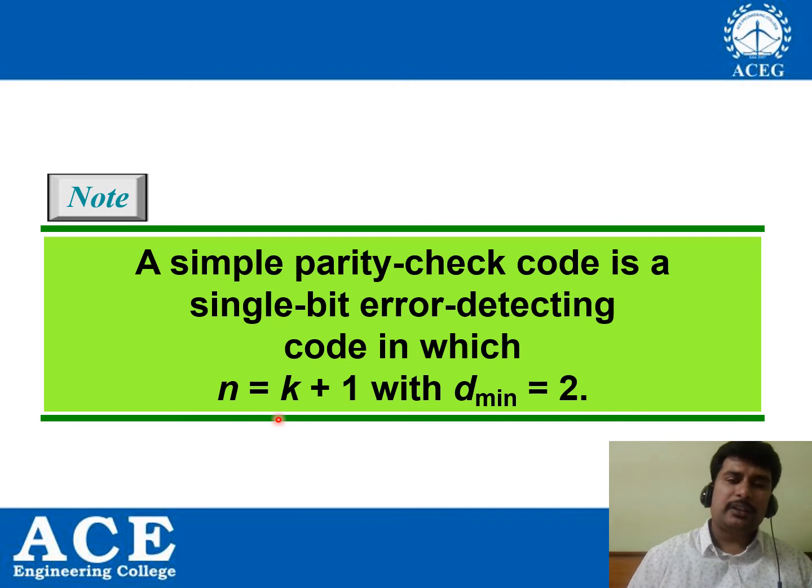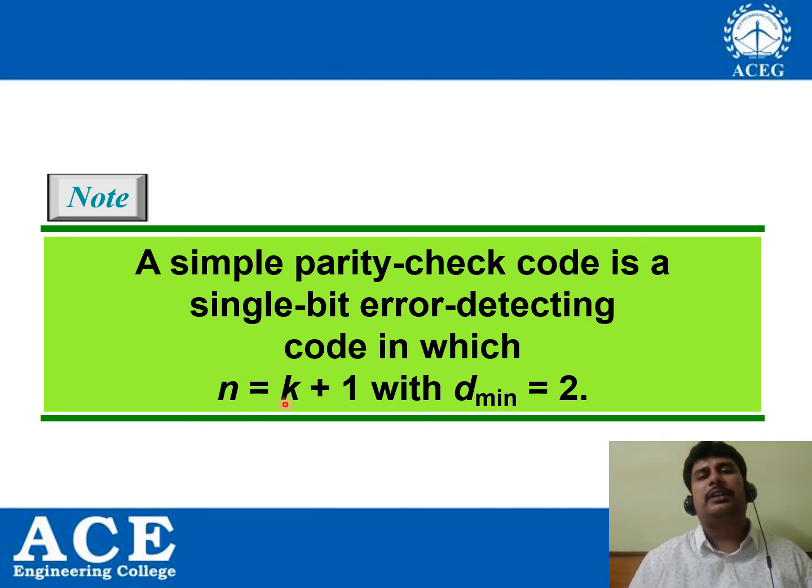The relation between code word length n and data word length k is n equal to k plus 1, means in simple parity we are going to add one redundancy bit. I hope this is clear. So the parity check method is a one bit error detection technique with a minimum Hamming distance of d minimum equal to 2, and the relation between the code word length n and data word length k is n equal to k plus 1.